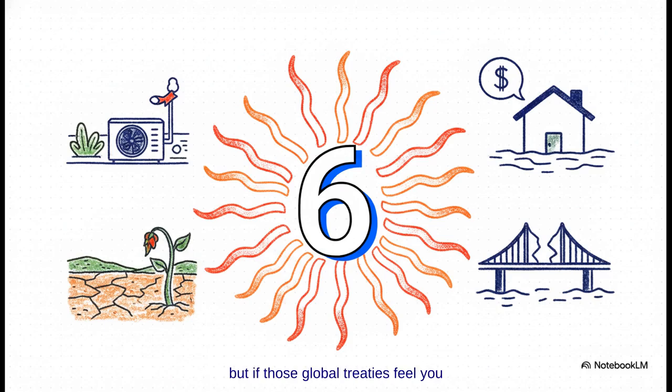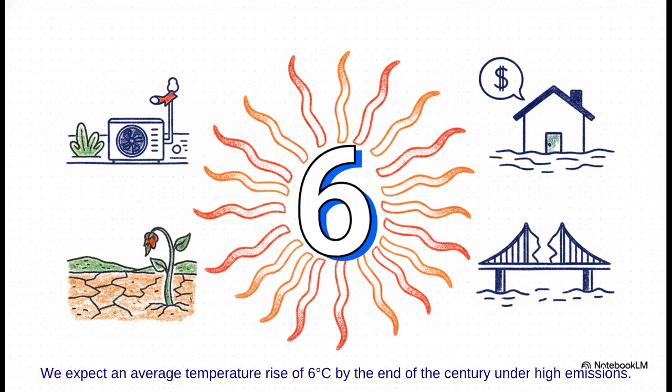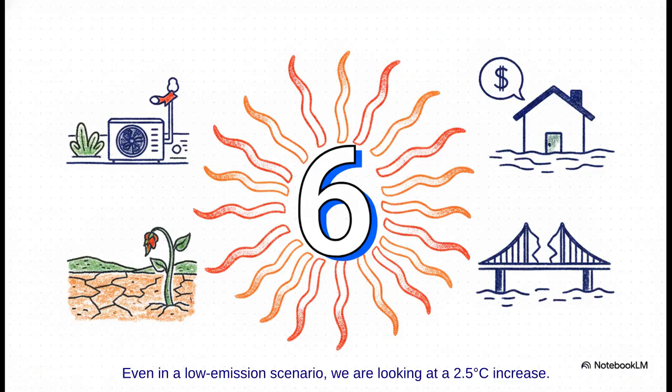But if those global treaties feel a bit abstract, let's ground this in a shocking local reality: 6 degrees Celsius. According to climate projections, this is the expected average temperature rise in Egypt by the end of the century, so between 2081 and 2100 if we stay on a high-emission scenario. And honestly, even in a low-emission scenario, we're still looking at a 2.5-degree jump. Think about what that actually means for agriculture, for cooling costs, for vital infrastructure. This isn't just dry scientific data. It is a literal burning platform, and it demands decisive action right now.